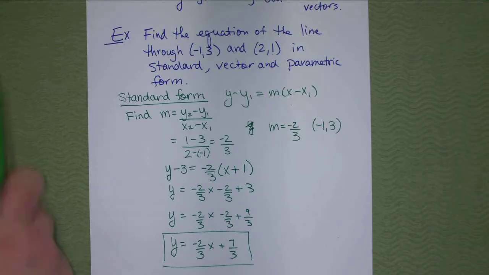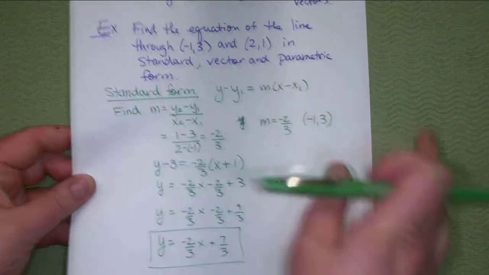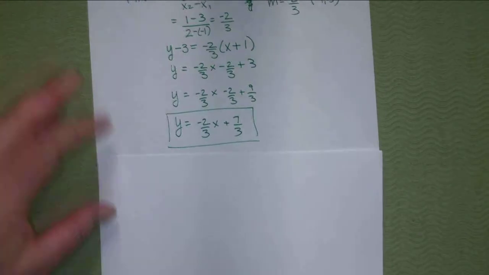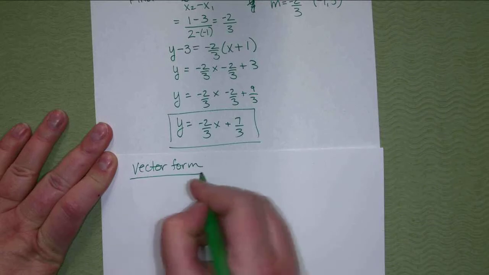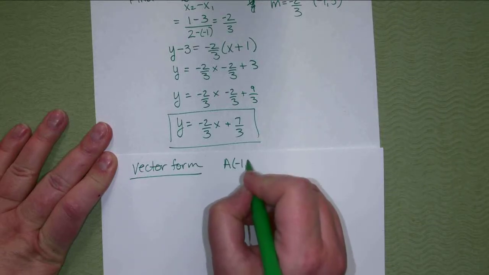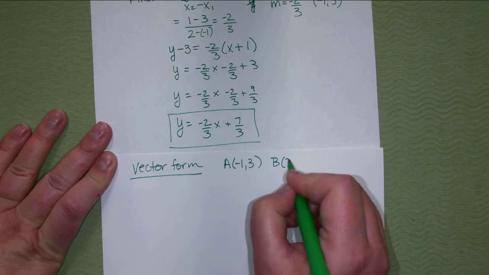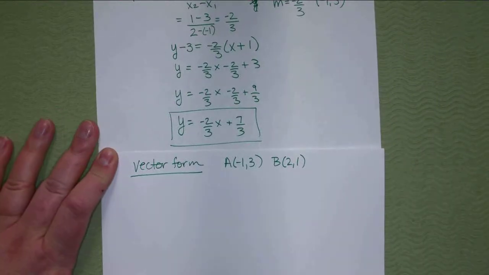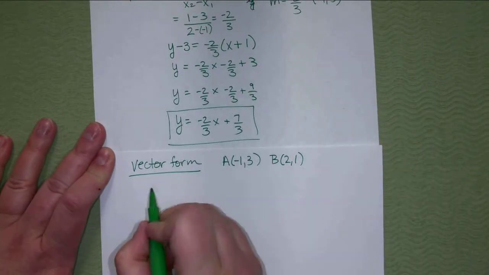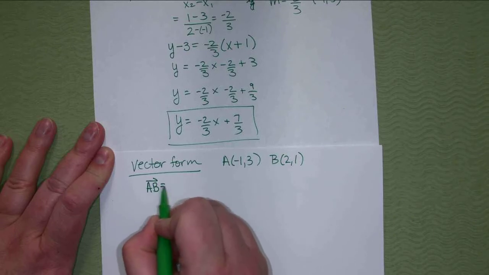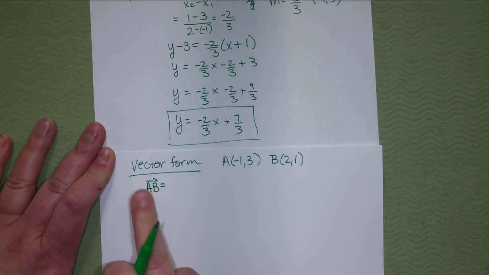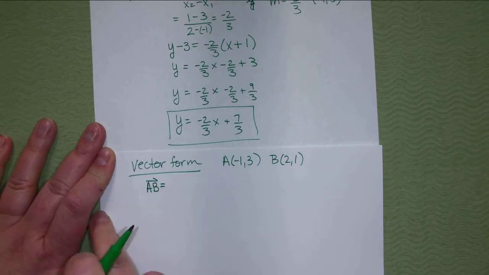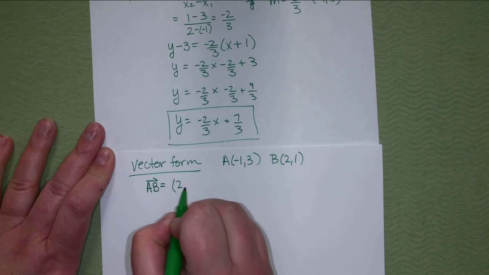So, for vector form, I'm just going to write down the 2 points here. I'm just going to give them a name so that I can rewrite just A and B instead. And we want the vector between them, AB or BA, it doesn't really matter. But once you write it down, which direction you're going, you have to subtract it the right way. So if you go AB, then you subtract B minus A.